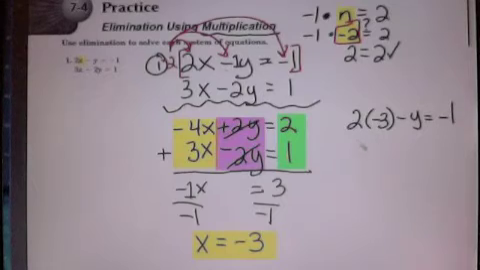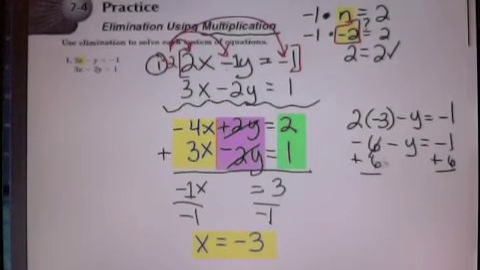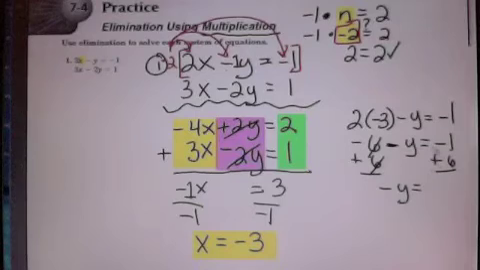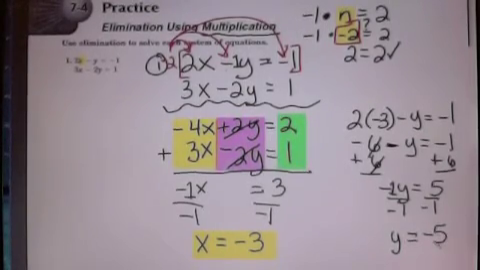So 2 times negative 3 now becomes negative 6 minus y equals negative 1. Solve for y by adding 6 on both sides. Bring down your negative with your y. Negative 1 plus 6 is the same as 6 take away 1, which equals 5. Divide by negative 1 because you have an invisible 1 there, which just means change the negative y to a positive and change the positive 5 to a negative.